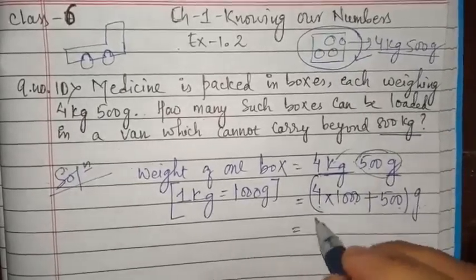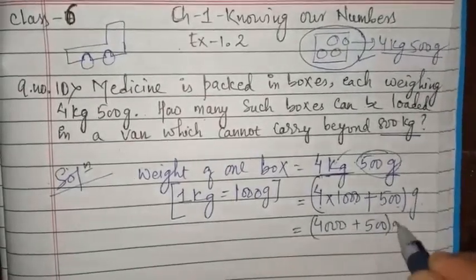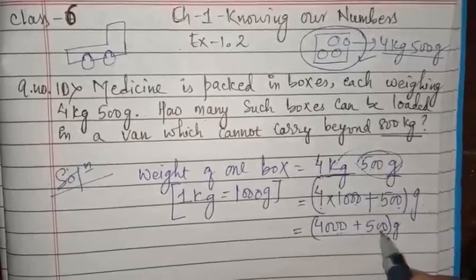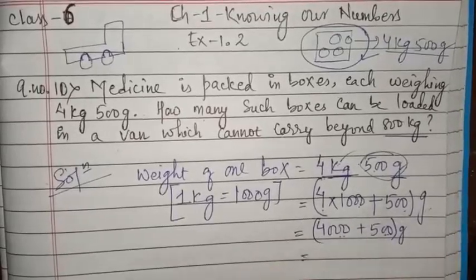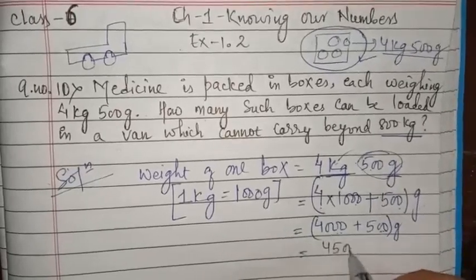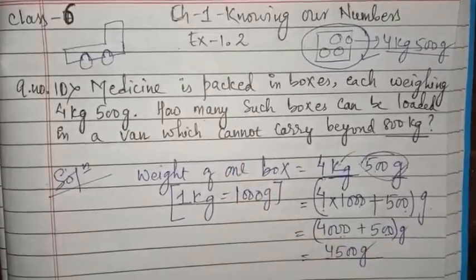4 into 1000 is 4000 plus 500. It is again gram, and as there are two values, I'm giving the bracket. If you have only one value, there is no need to give the bracket. So it is 4500 gram. What is the weight of one box? The weight of one box is 4500 gram.